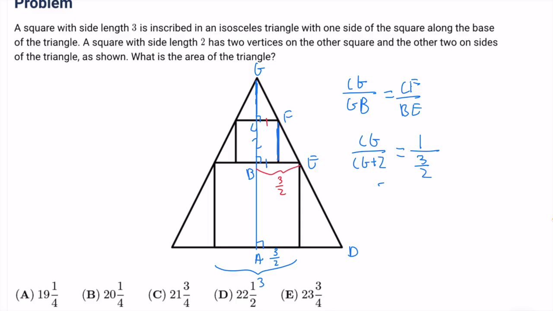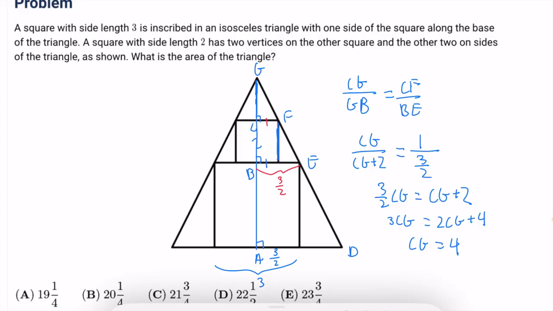And then I'm going to cross multiply and solve for CG, so CG would be equal to 4. So now we can figure out the height of the triangle, AG, because we know that AB is 3, BC is 2, and we just figured out that CG is 4. So AG is equal to 4 plus 2 plus 3, which is 9.